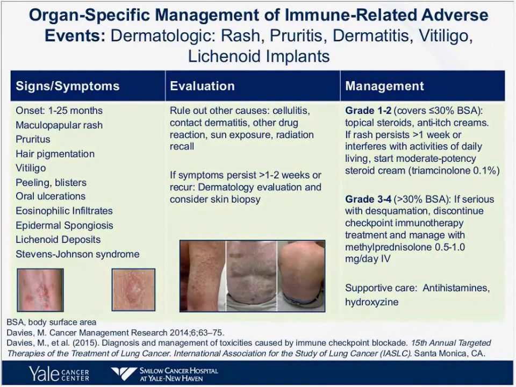For grade 3 to 4 skin toxicity, so greater than 30%, if there is serious desquamation, the checkpoint inhibitor should be discontinued, and patients should be managed on IV steroids. Once it has improved to a grade 1, these patients can begin to taper off their steroids. Additional supportive medications may be necessary, particularly for the pruritus, so antihistamines may be of benefit for patients.